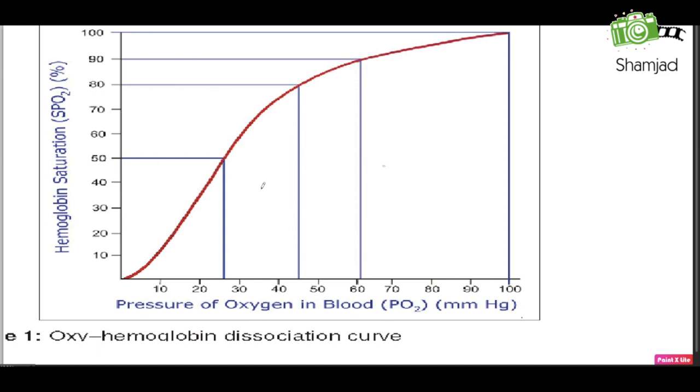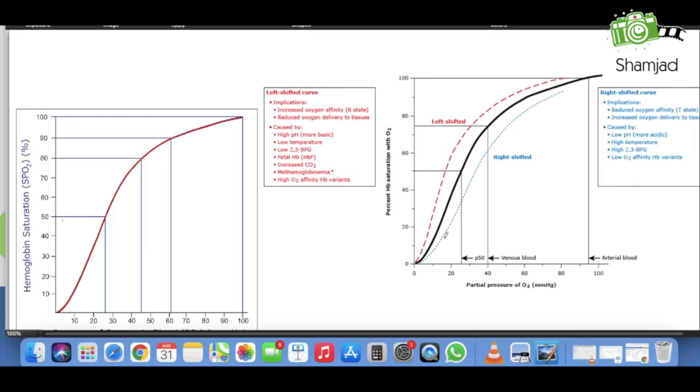And there are some factors affecting this system. Sometimes we can see the graph shifted to the right, and it can shift to the left. Let's see how it is happening. Here we can see right shift and left shift, okay? The right shift means reduced oxygen affinity, so the binding tendency of hemoglobin with oxygen will be reduced, and oxygen delivery to the tissues increases.